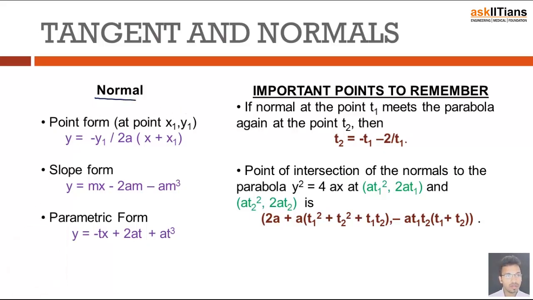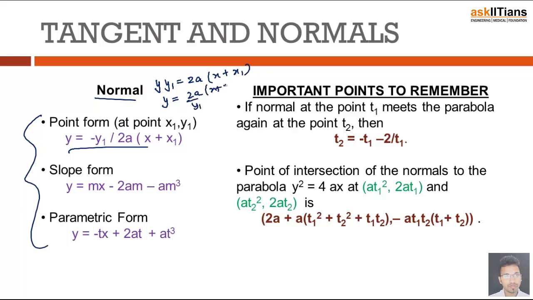Now again to the normal, we will be seeing similar things, three things, and those conditions are again derived from the tangent. So for this, if you remember, this was yy1 equal to 2a into x plus x1. So if I compare it with this equation, now we know that the equation of a line is y equal to mx plus c. So from comparing it with that equation, we can clearly see m is 2a by y1.